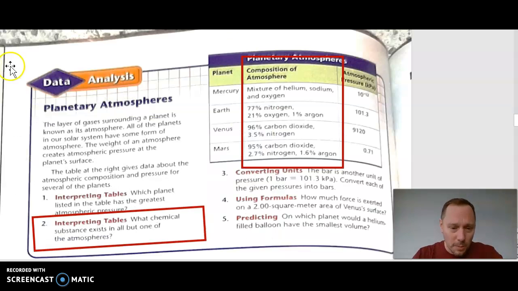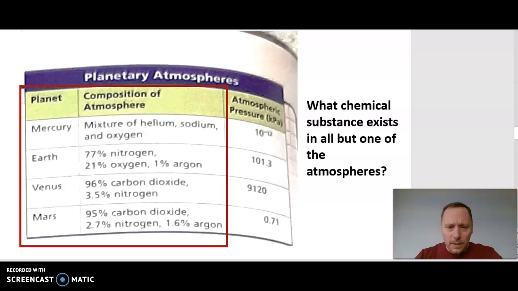Let's move on to number 2. What chemical substance exists in all but one of the atmospheres? We're focusing in on the center of our table here. Let's see, is it helium? No, that only shows up on Mercury. Is it sodium? No. Is it oxygen? Well, it shows up in 2 of the planets, but that's it. What about argon? No, it only shows up on Earth and Mars, so it must be one of the other gases. See if you can figure out which one shows up in all but one of the atmospheres.